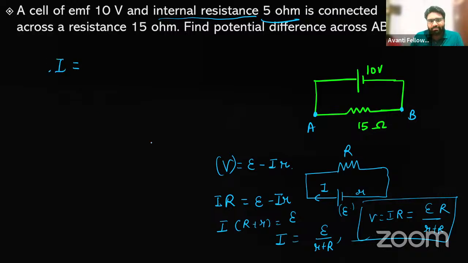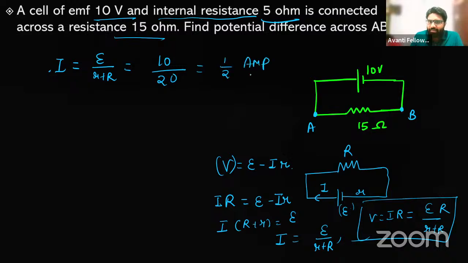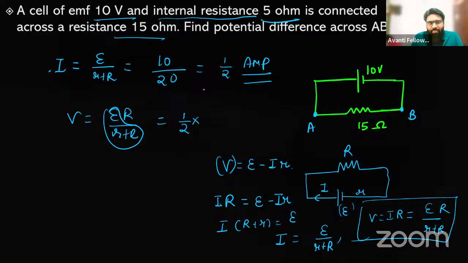I is nothing but what? Epsilon upon small r plus capital R. Epsilon is what? 10 volt. Small r is 5 and capital R is 15. So it will become 20. 1 by 2 ampere is the current. Okay. Half ampere current. Potential is what? Epsilon R upon small r plus R. जब आपने करंट कैलकुलेट कर लिया तो इसकी लगाने की जरूरत ही नहीं है, IR लगाओ सीधा। 1/2 इंटू R इज 15। ठीक है?